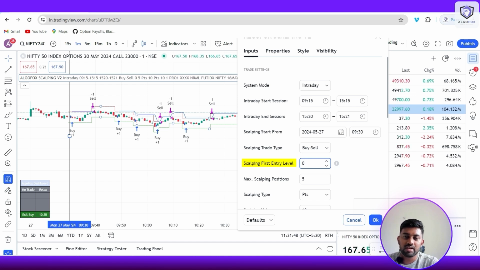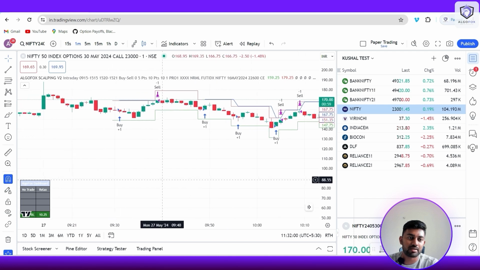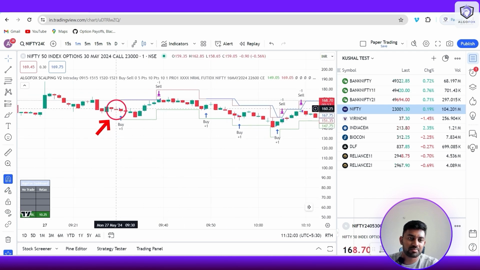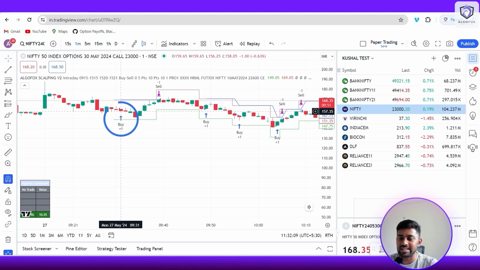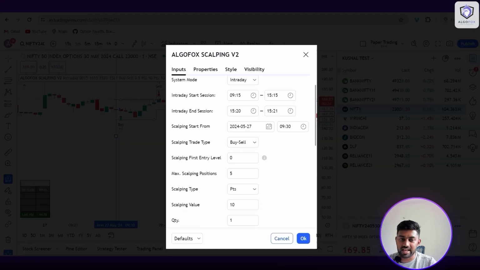For example, if I've kept the scalping first entry level as 0 and I've told it to start my scalping at 9:30, in this case, you will see that my 9:30 candle is to be completed. So this is my first 9:30 candle, it completed, and then on the opening of the next candle, we have taken the buy sell cycle. So we have taken the first buy here. Once there is a buy position initiated, there are a few things that I can decide.